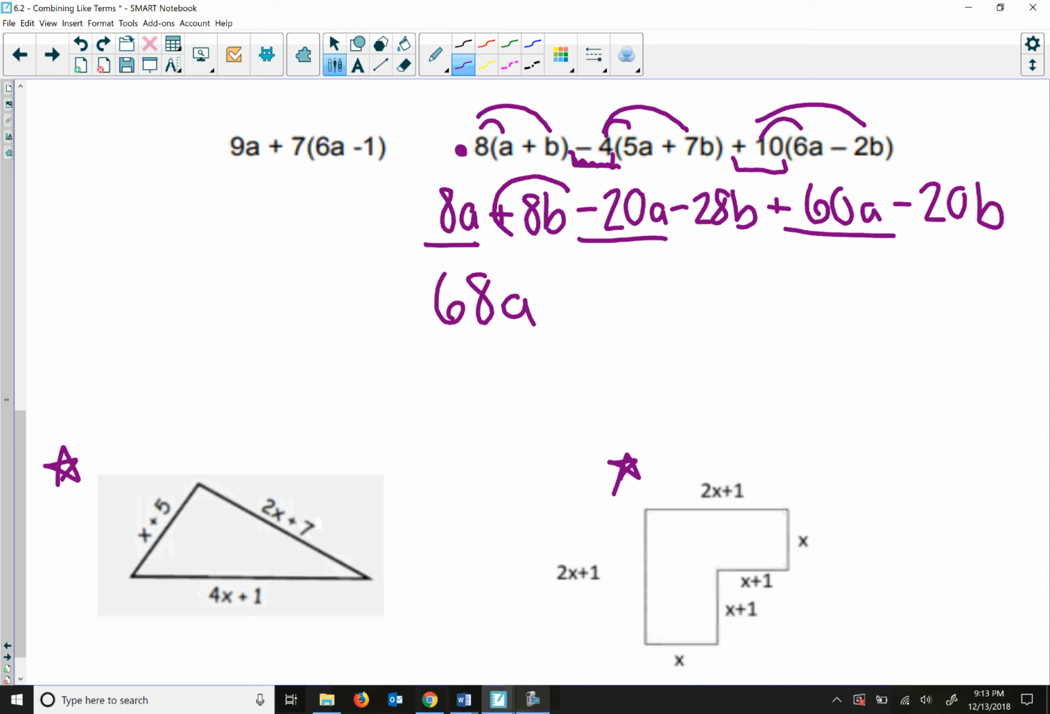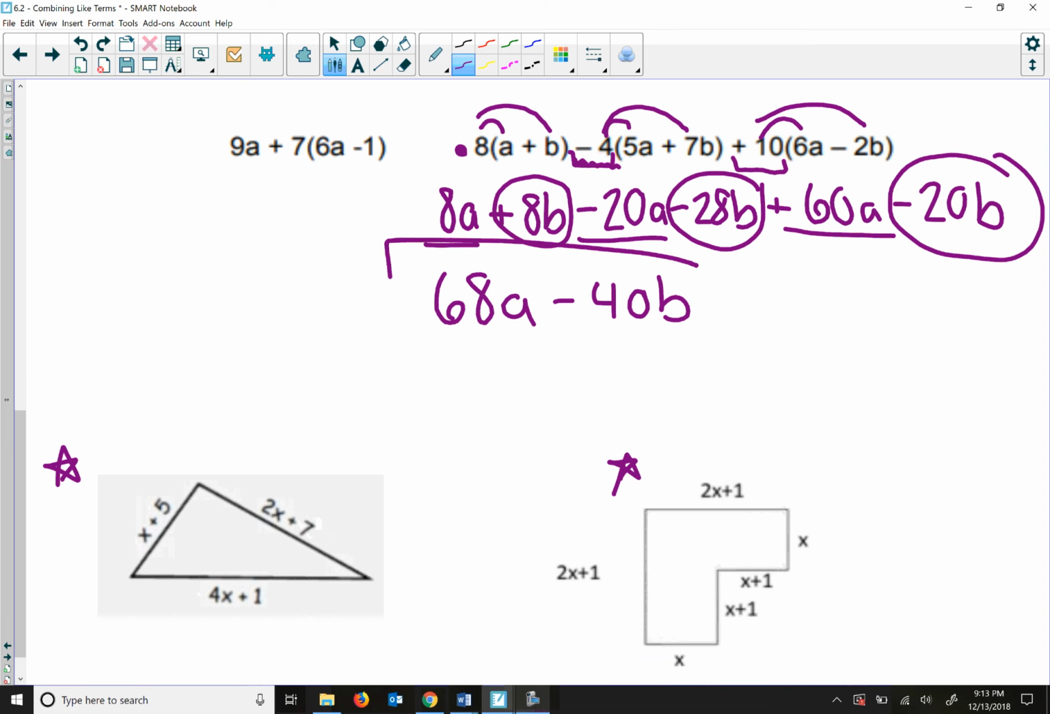I've got to search for all of the b's. I've got 8b, I've got -28b, and -20b. If I combine all those, I believe I would have -40b. And that's all I need there.